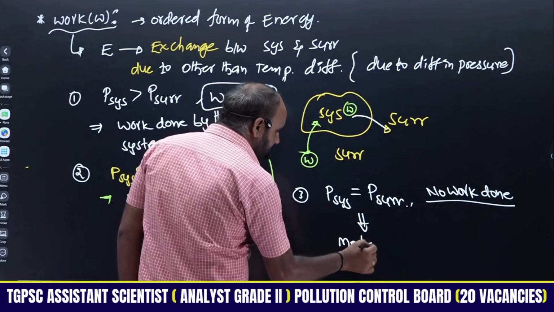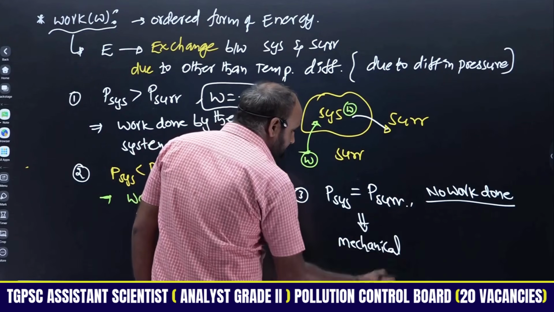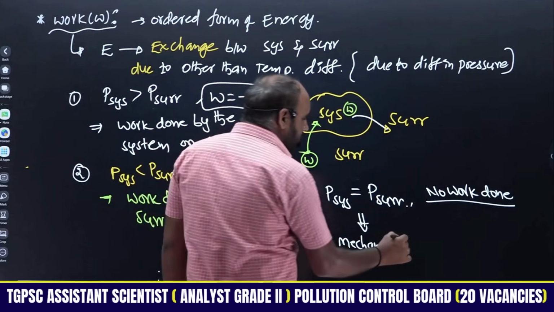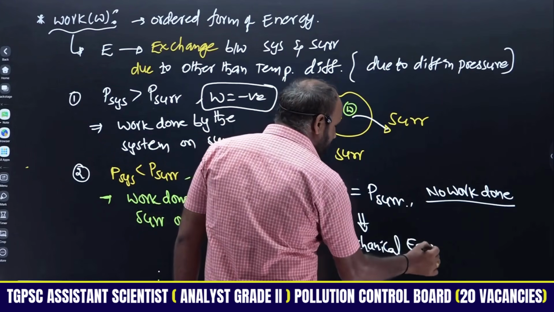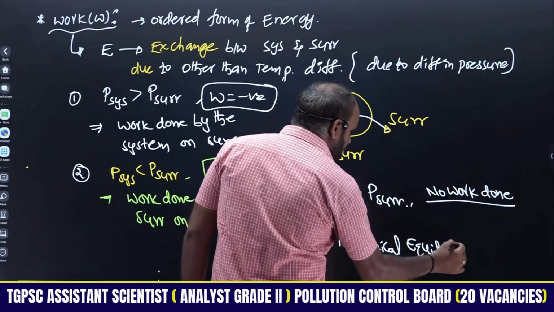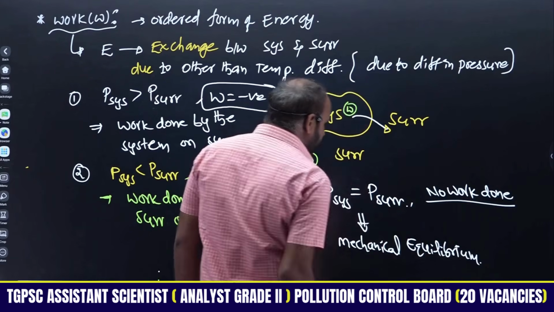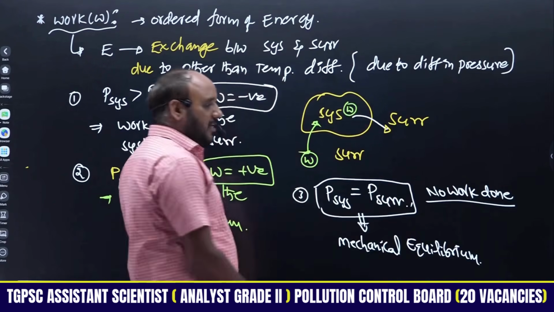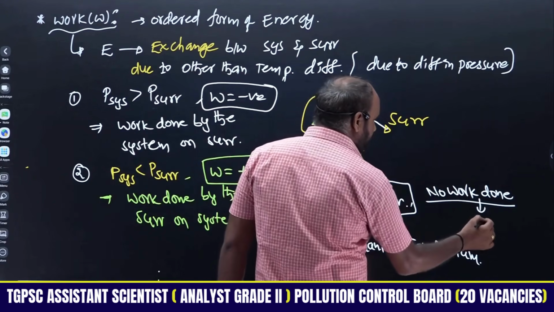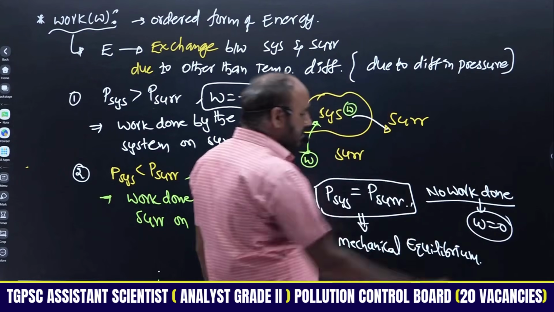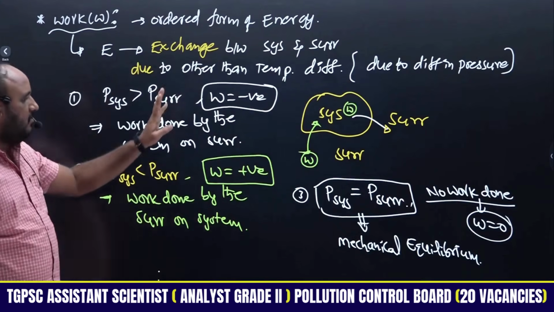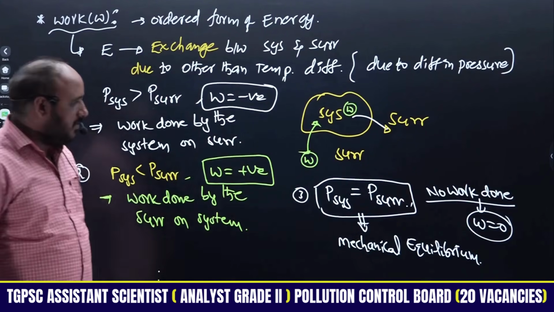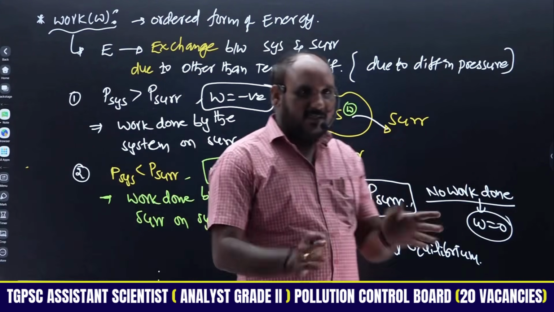మెకానికల్ ఈక్విలిబ్రియం. ప్రెజర్స్ సేమ్ ఉంటే ఆ కండిషన్ ఏమంటాం? మెకానికల్ ఈక్విలిబ్రియం. ఈక్విలిబ్రియం కండిషన్ అంటాం దాన్ని, పర్టికులర్గా మెకానికల్ ఈక్విలిబ్రియం కండిషన్, రైట్? దెర్ ఈజ్ నో వర్క్ డన్ మీన్స్ therefore W may be considered as 0. When W is negative, W is positive. When W is 0, so that is depending on the pressure, right?